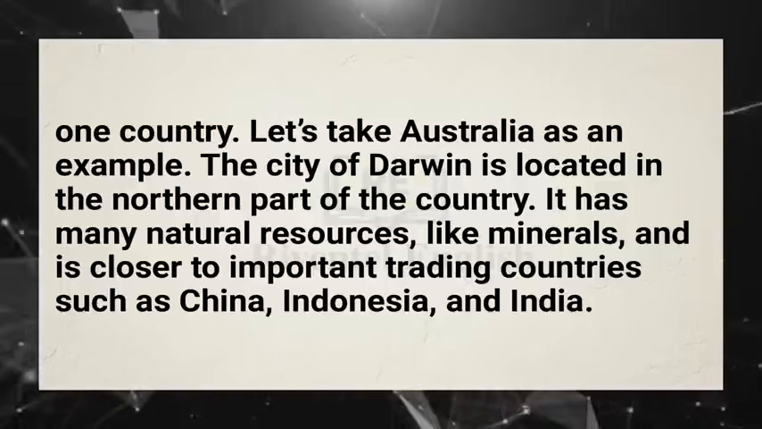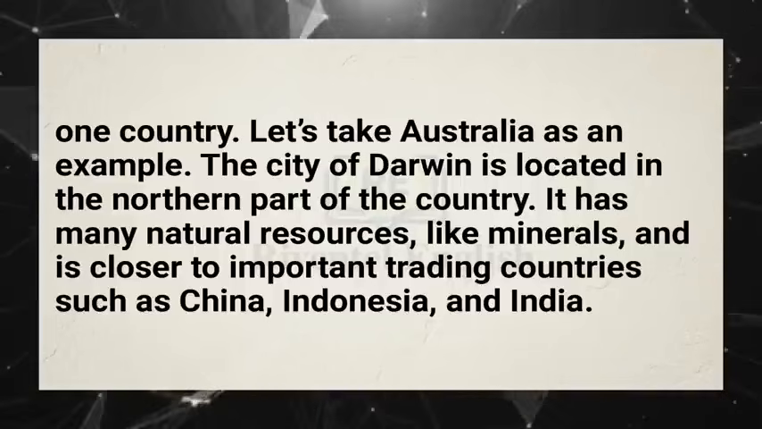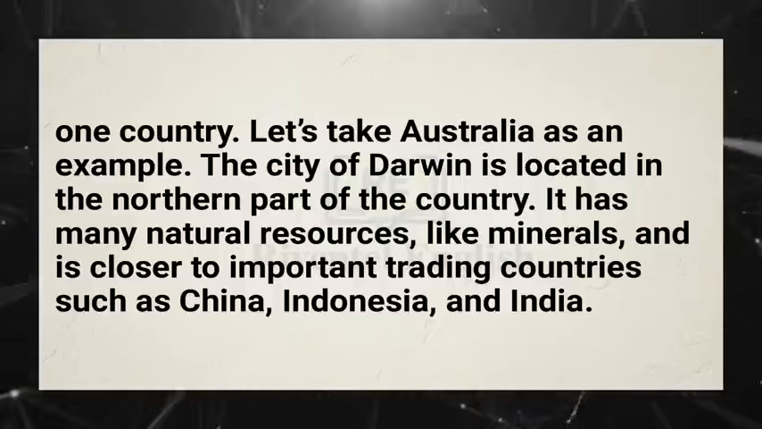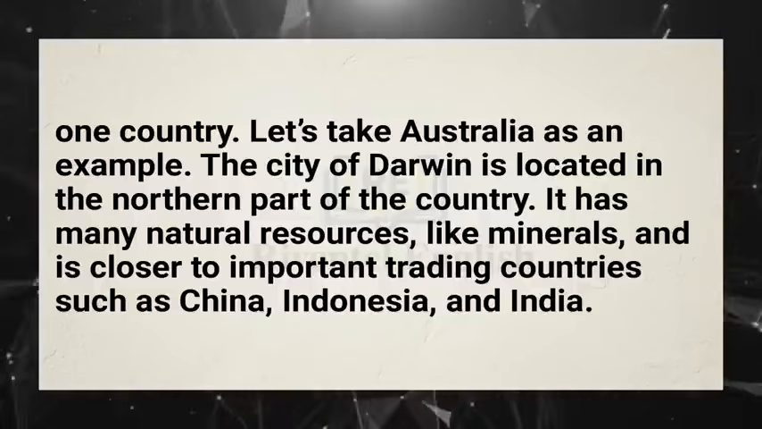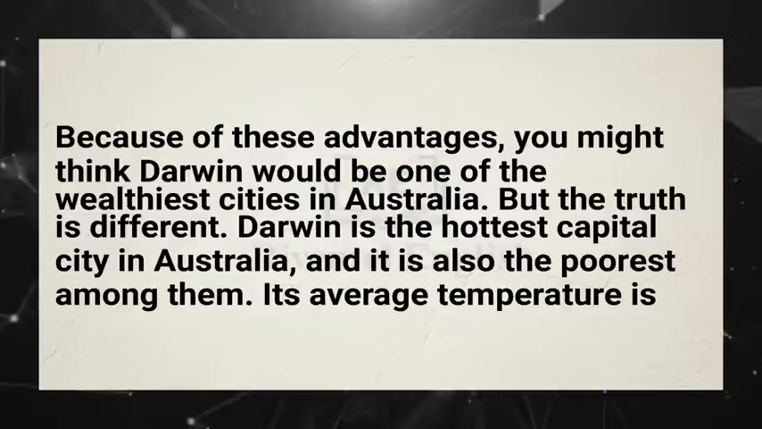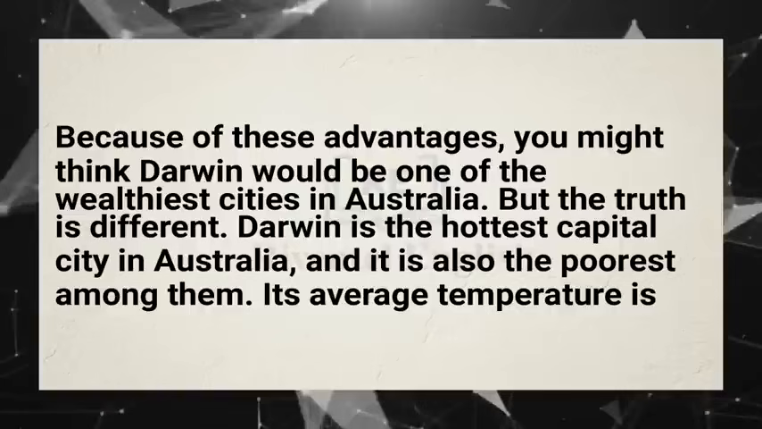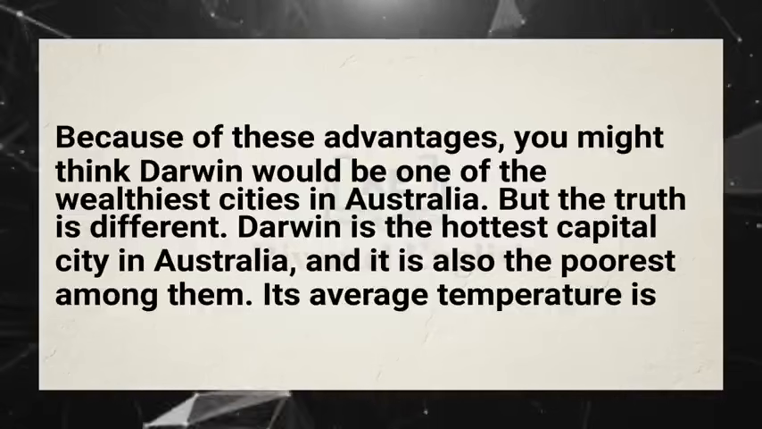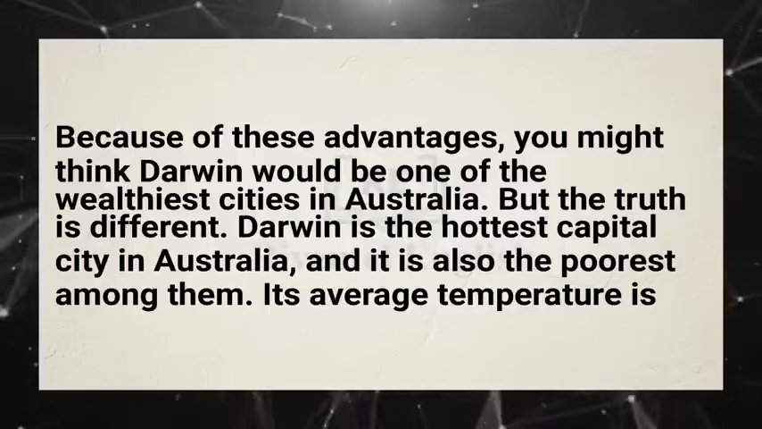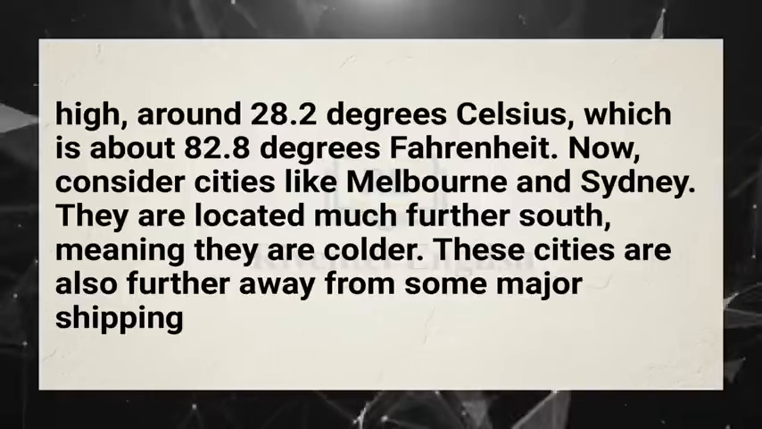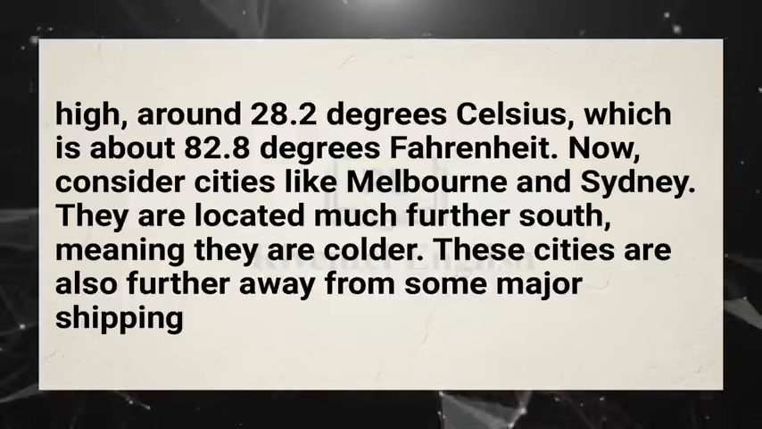Let's take Australia as an example. The city of Darwin is located in the northern part of the country. It has many natural resources, like minerals, and is closer to important trading countries such as China, Indonesia, and India. Because of these advantages, you might think Darwin would be one of the wealthiest cities in Australia. But the truth is different. Darwin is the hottest capital city in Australia, and it is also the poorest among them. Its average temperature is high, around 28.2 degrees Celsius, which is about 82.8 degrees Fahrenheit.